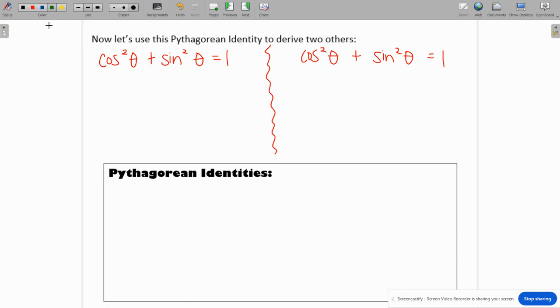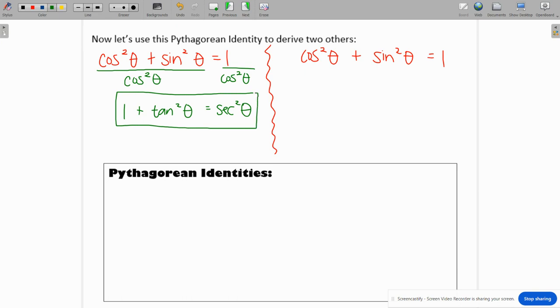To come up with the other two, on one of these you're going to divide both sides by cosine squared, and on the other one, you're going to divide both sides by sine squared. As long as whatever you do to one side, you do to the other, that's allowed. If I divide this side by cosine squared of theta and this side by cosine squared of theta, let's think about what that would give us. Cosine squared over cosine squared is going to be 1, plus sine squared of theta over cosine squared of theta. We know sine over cosine is tangent, so this is going to be tangent squared of theta, equals 1 over cosine squared, which is secant squared. So this right here, this is your second Pythagorean identity.